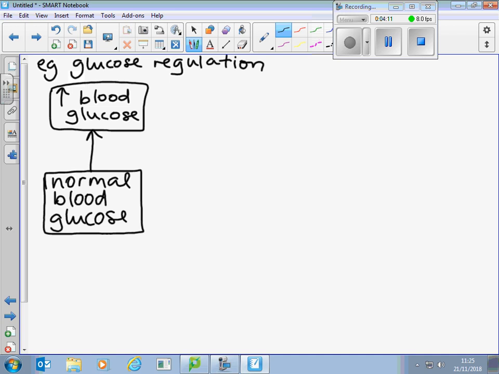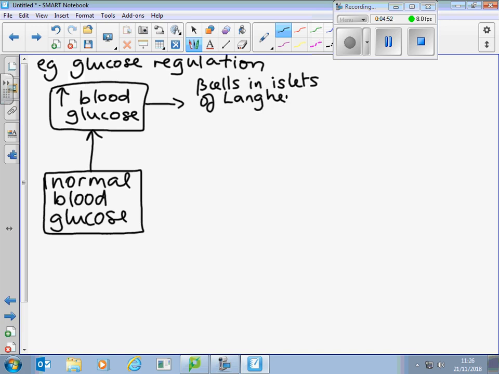Now, part of the pancreas produces hormones, and part of it produces enzymes for digestion. The part that produces hormones is divided up into little patches called islets, little islands, and they're called the islets of Langerhans. There are two sorts of cells in there, alpha cells and beta cells, and it's the beta cells in the islets of Langerhans that produce insulin. So the effect of raised blood glucose is beta cells in the islets of Langerhans, in the pancreas.